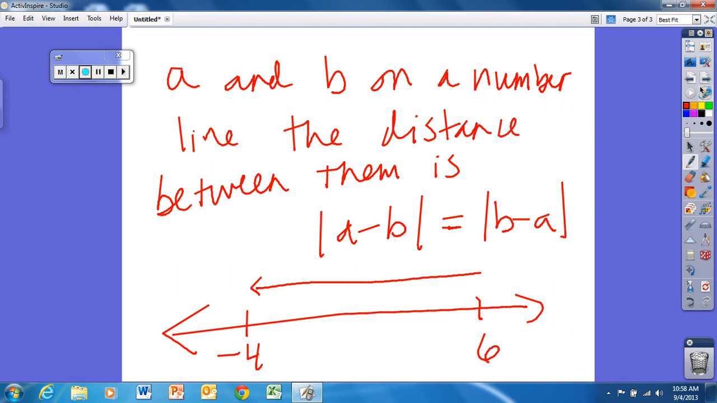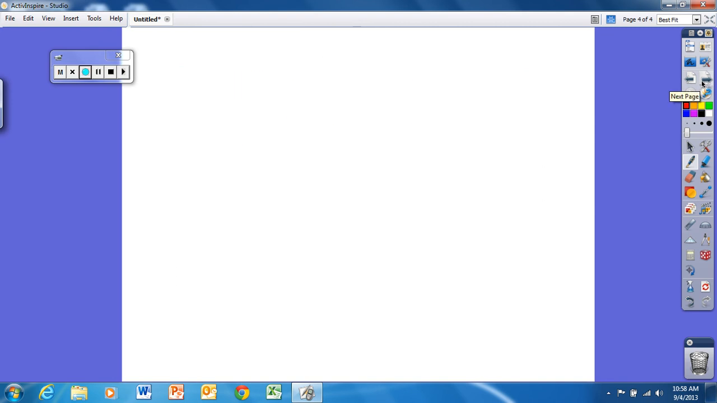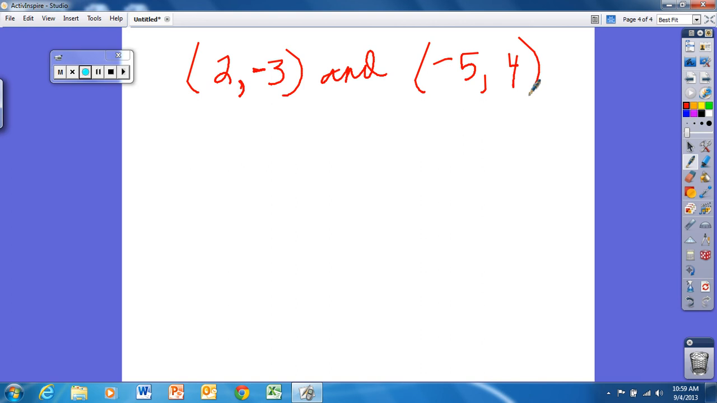Okay, let's talk about the distance formula. When you're given two coordinates, let's say (2, -3) and (-5, 4), the distance between them is basically the Pythagorean theorem, which you should have learned in geometry, hopefully.